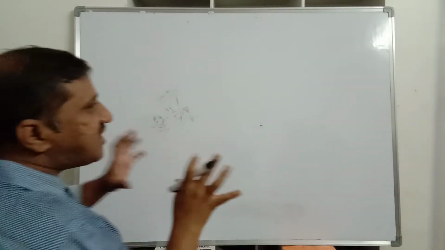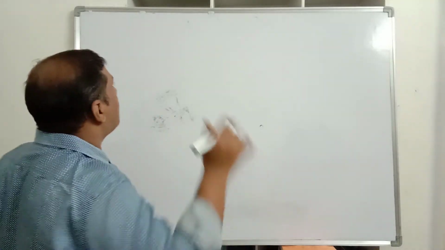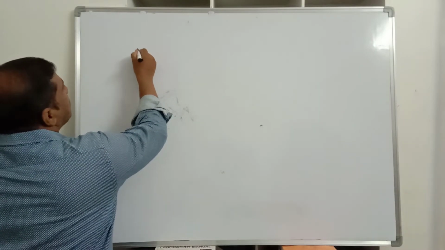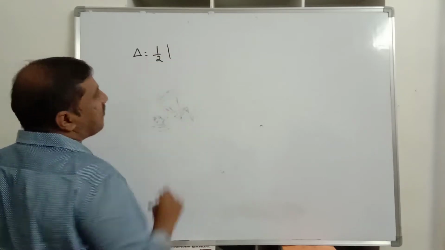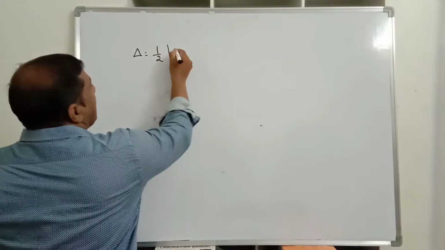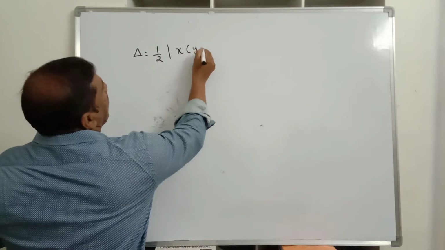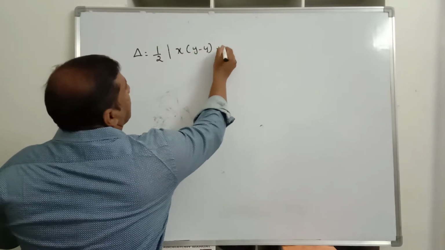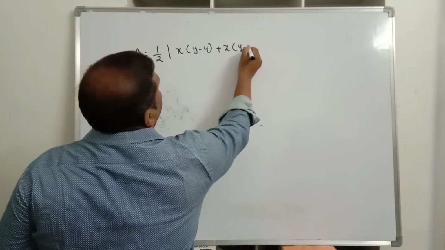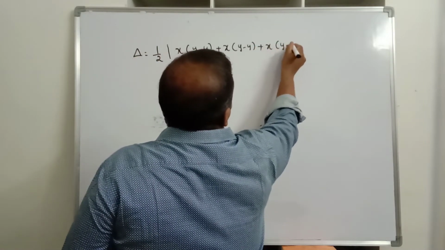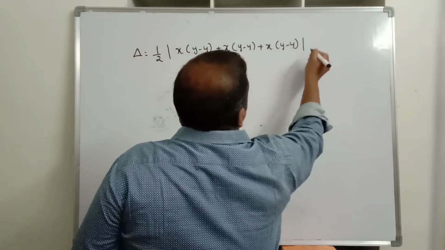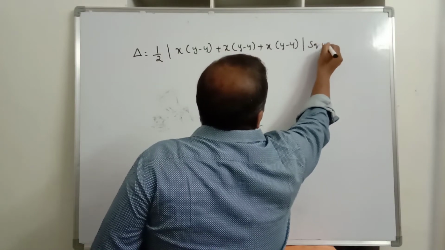See, it is very easy to write the formula. Area of triangle, that is delta, is equal to half into modulus of, write x and keep inside y minus y, plus write x, keep inside y minus y, plus write again x, keep inside y minus y, close the modulus and write square units.